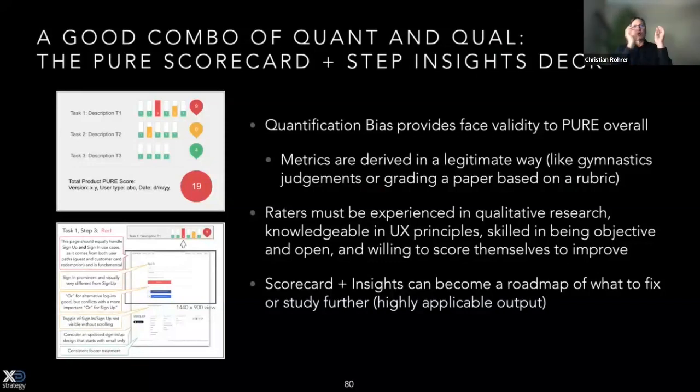So this combo of a scorecard plus a whole set of qualitative descriptions of what makes it a 3 or a 1 or a 2 is a really good combo. And the reason it's so good is that you're leveraging this quantification bias to deliver some face validity to PURE overall, and it gets people's attention, especially red and yellow. Executives don't like red and yellow, I found. And then you're able to produce this really good roadmap of all the things you could do to fix that red and make it a yellow, or that yellow and make it a green, which is the idea of applicability, making it super applicable.